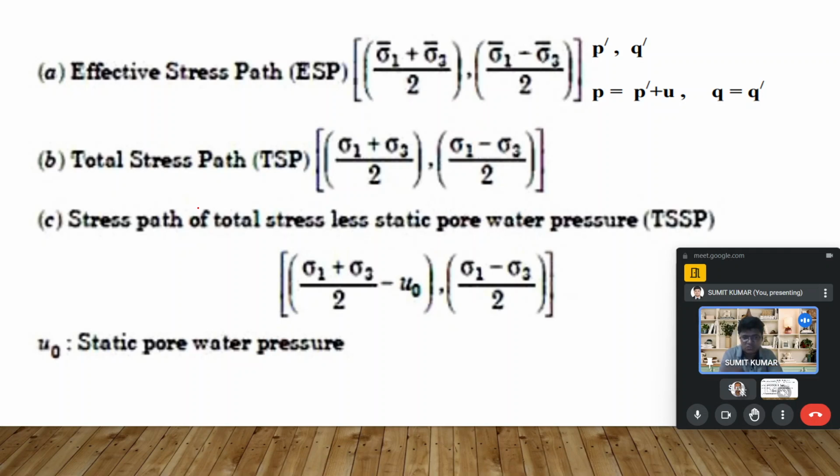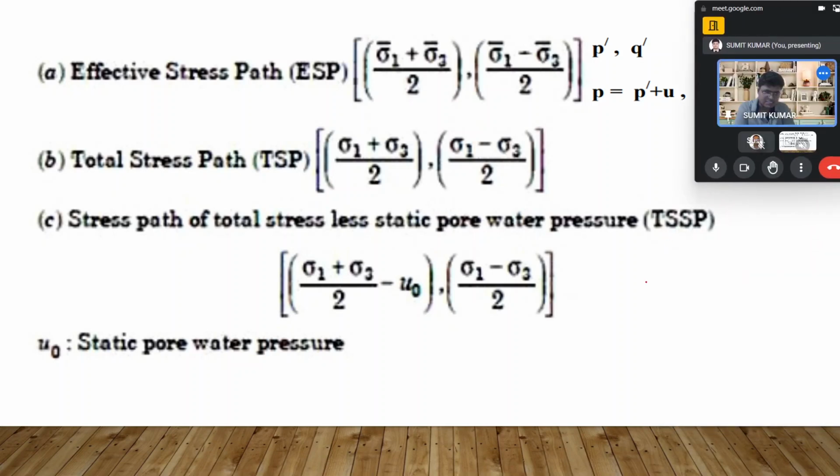Now the effective stress path is the total stress less the static pore water pressure, basically the TSSP concept. There we subtract the static pore water pressure, so the value becomes sigma 1 plus sigma 3 by 2 minus u. Similarly, the second value becomes sigma 1 minus sigma 3 by 2 only. Now there might be a question in your mind, and at some point of time you may have been confused: how is sigma 1 minus sigma 3 by 2 the same as sigma 1 dash minus sigma 3 dash by 2? I will state this so that if any confusion is there, you will get clarity on these terms.